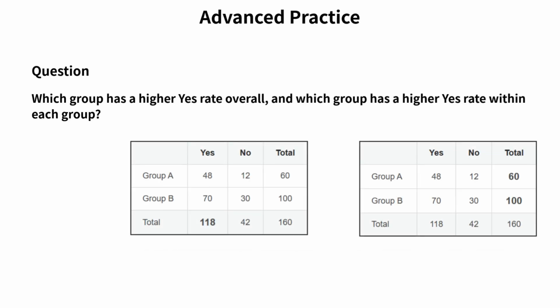Now let's move on to the advanced practice. Using the same data, answer two questions. Which group has a higher yes rate overall? And which group has a higher yes rate within each group? Be careful, you'll need to compare different denominators.